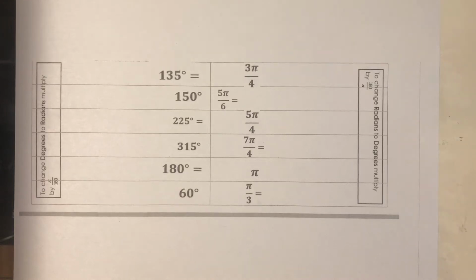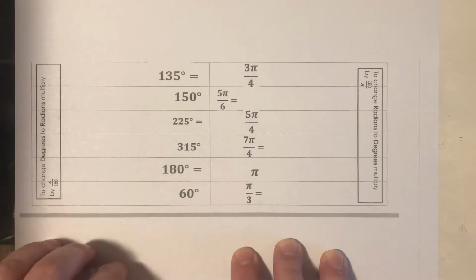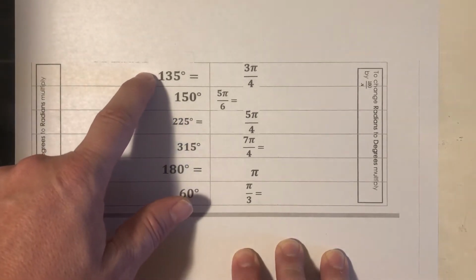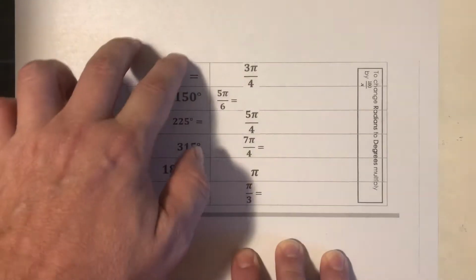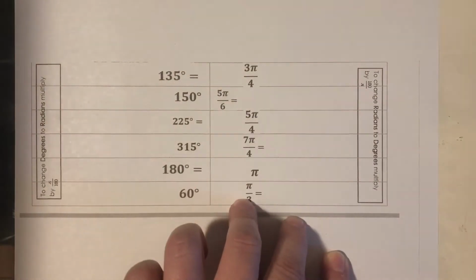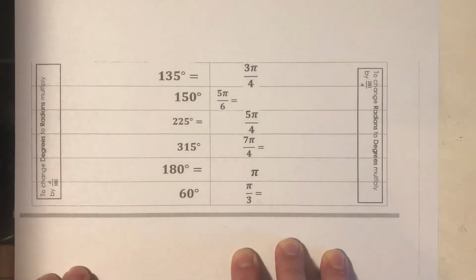Okay, we're going to look again at converting between degrees and radians. If you look at this slide, each row represents equivalent expressions. I've got degrees on the left-hand side and radians on the right-hand side. So this column is in degrees, this column is in radians, but each row is an equivalent measurement, okay?